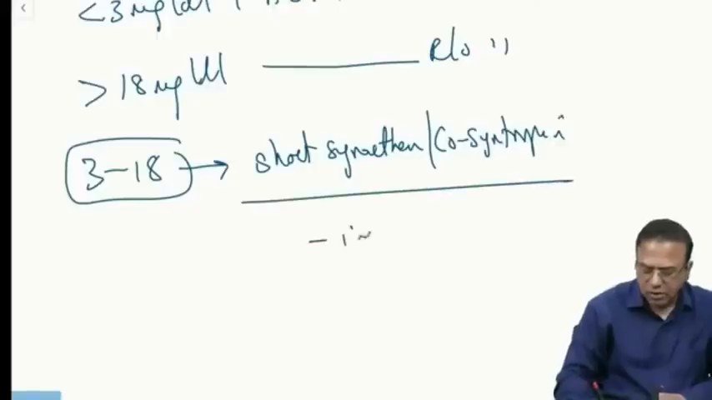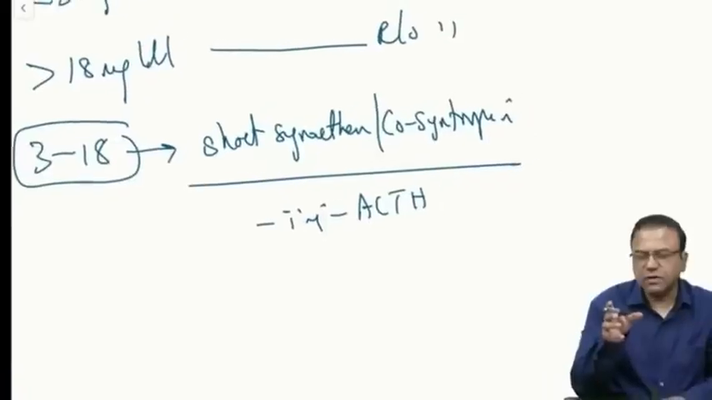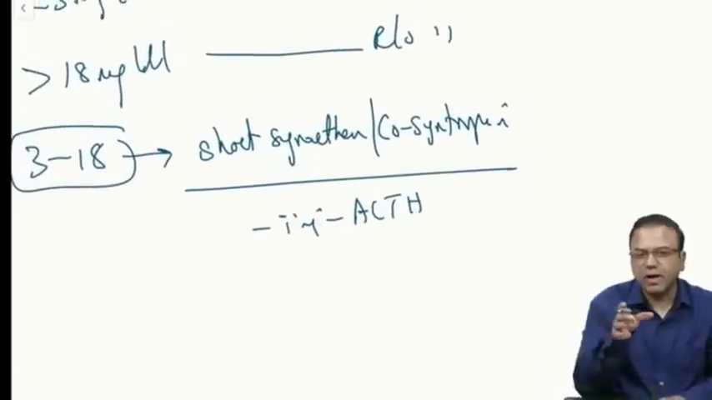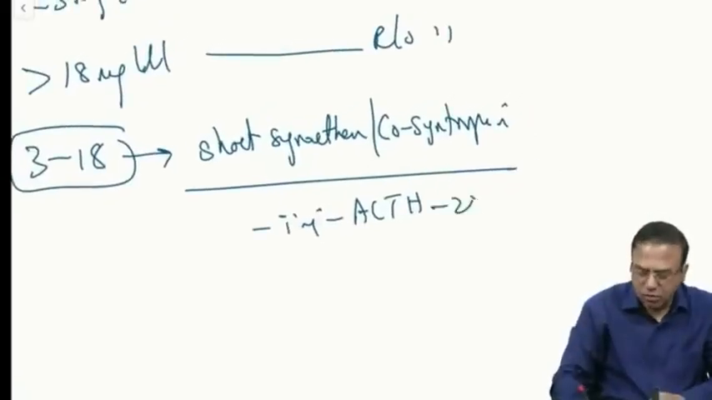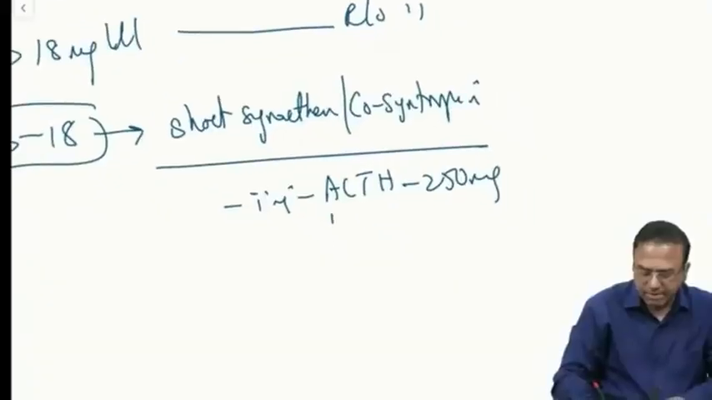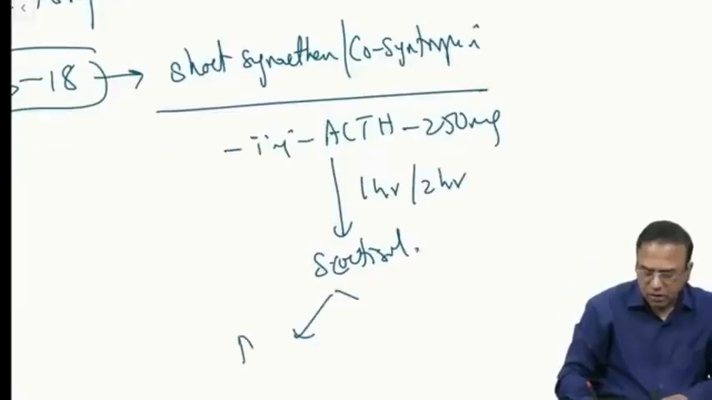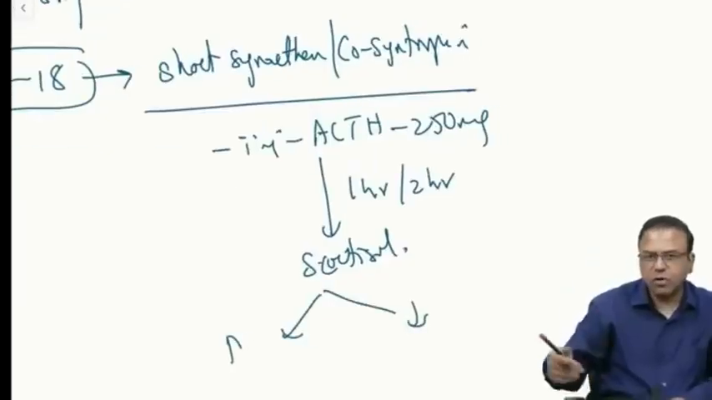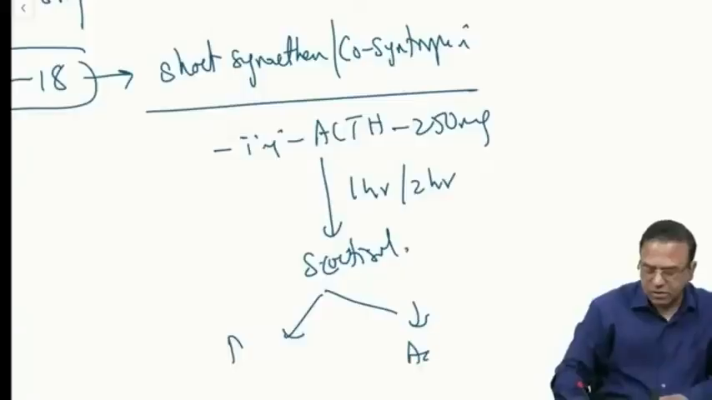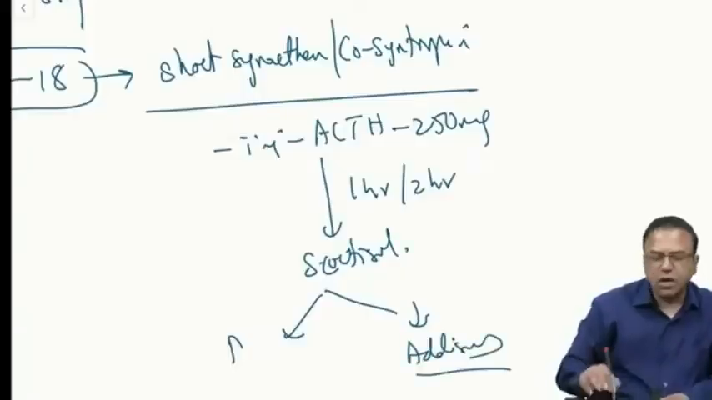What you're doing here is you're giving an injection of ACTH, a kind of synthetic ACTH, which is a shorter form of the actual ACTH in the body. We give a 250 microgram ACTH injection, and 1 hour later, 2 hours later, we check the cortisol response. If the body responds to the ACTH, that's normal. If the cortisol does not respond to the ACTH, it confirms the patient has Addison's. So this is how the workup is done.